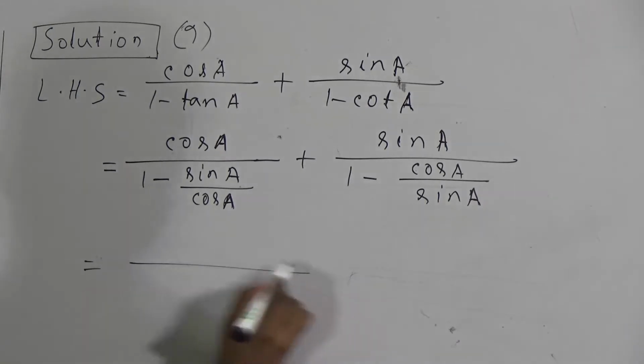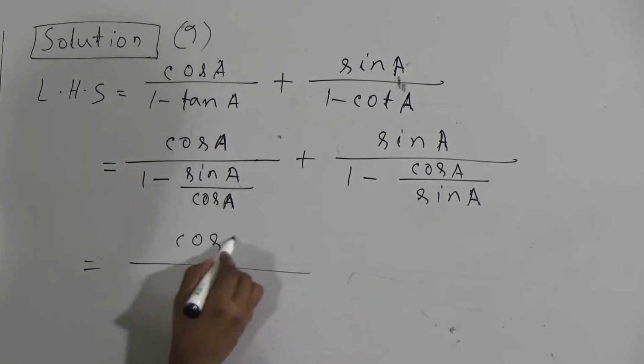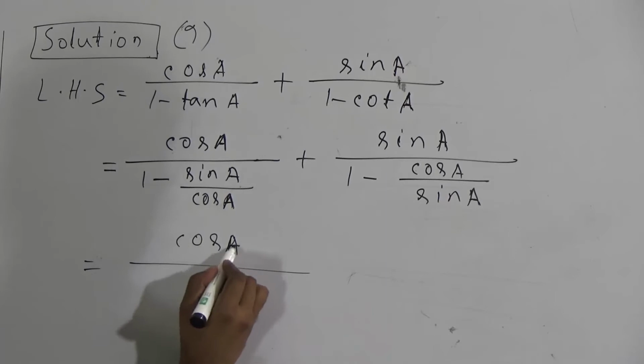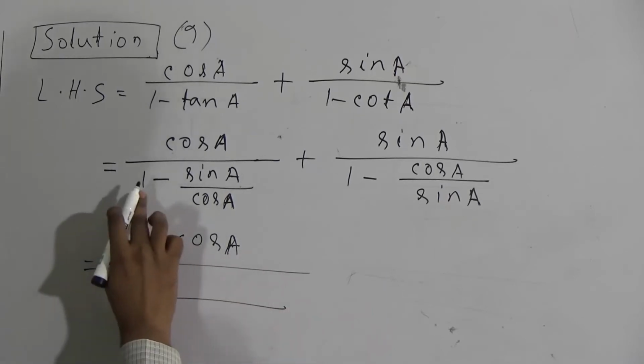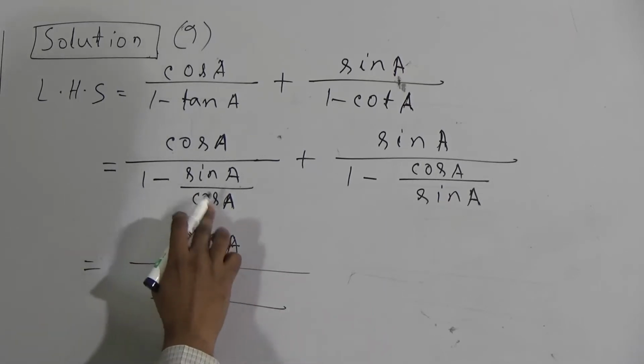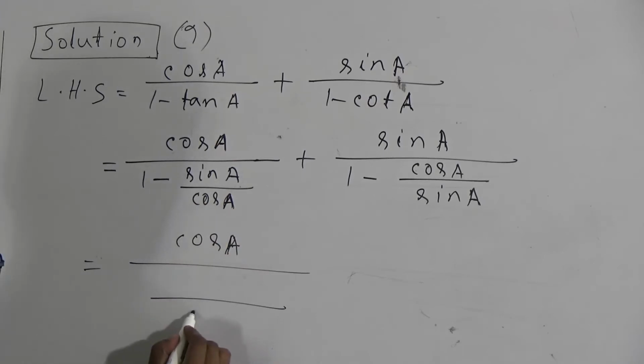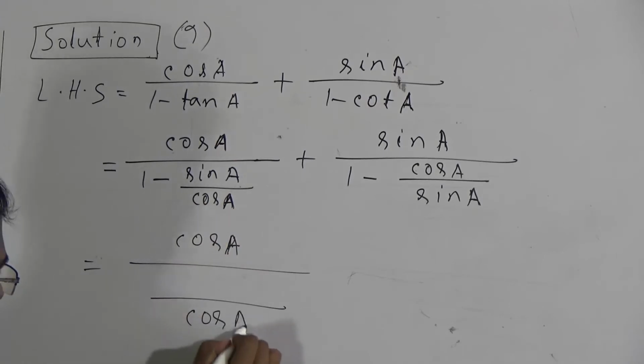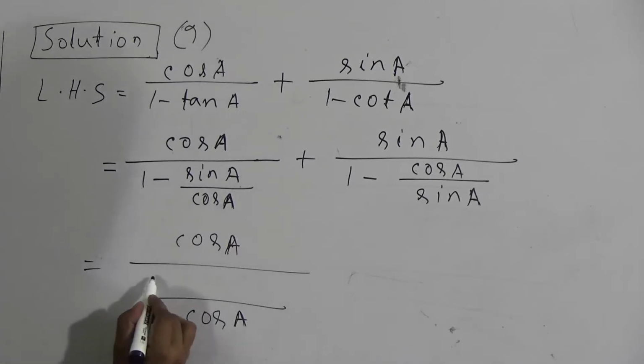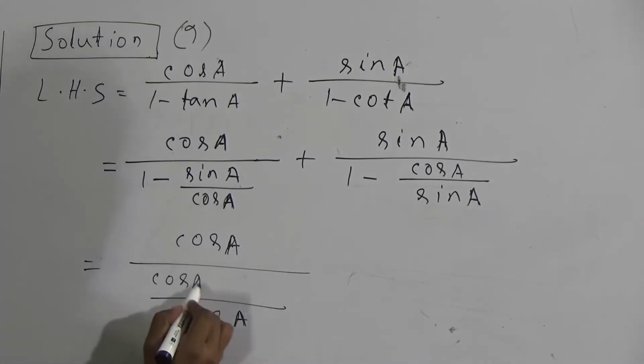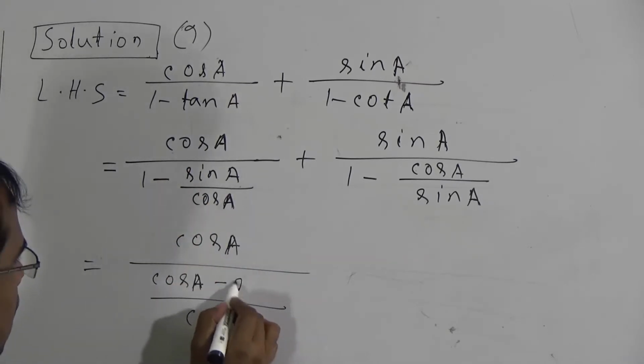This is equal to cos A by, here denominators 1 and here denominators cos A. So LCM will be cos A. If we divide LCM by denominators and multiply by numerators, then it will be cos A, and here it will be cos A by cos A equal to 1 multiplication sin A equal to sin A.